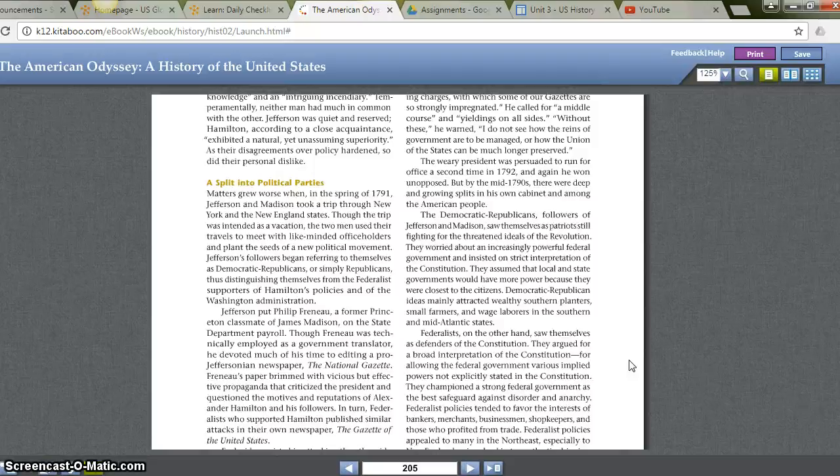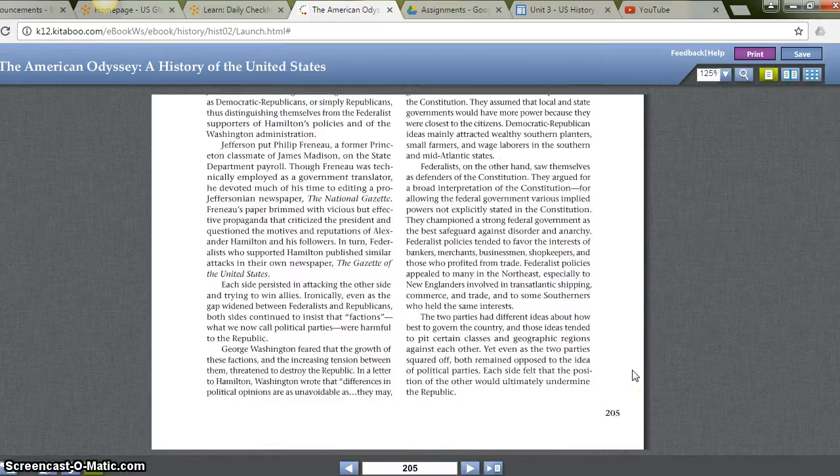Federalists, on the other hand, saw themselves as defenders of the Constitution. They argued for a broad interpretation of the Constitution, for allowing the federal government various implied powers not explicitly stated in the Constitution. They championed a strong federal government as the best safeguard against disorder and anarchy. Federalist policies tended to favor the interests of the bankers, merchants, businessmen, shopkeepers, and those who profited from trade. Federalist policies appealed to many in the Northeast, especially to New Englanders involved in transatlantic shipping, commerce, and trade, and to some Southerners who held the same interests.